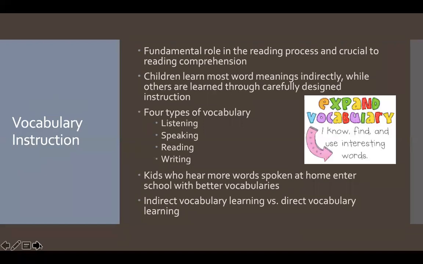Vocabulary has a fundamental role in the reading process and is crucial to reading comprehension. Children learn most word meanings indirectly, like through everyday experiences with oral and written language, while other words are learned through carefully designed instruction. Vocabulary encompasses the words that we need to understand in order to communicate effectively.